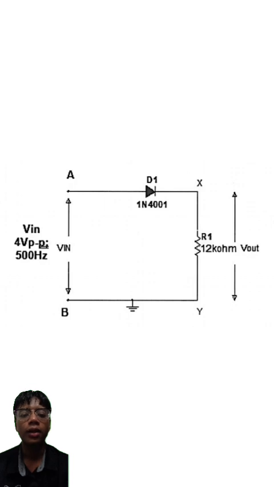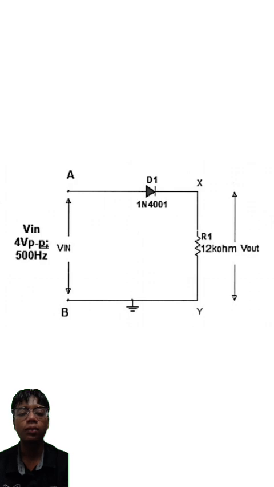There are two main types of rectifiers: half-wave and full-wave rectifiers. Let's take a closer look at each. We will start with the half-wave rectifier. This circuit uses a single diode and a resistor.